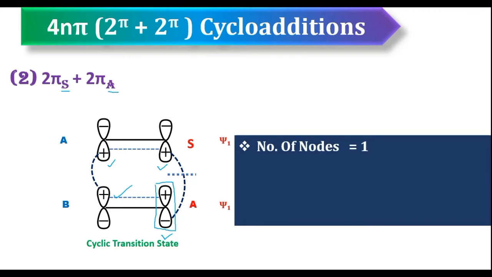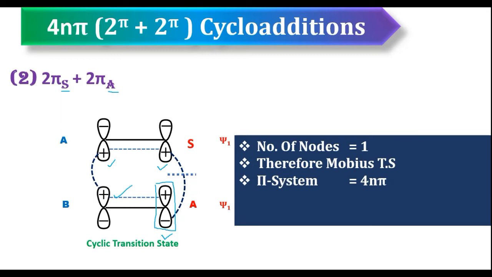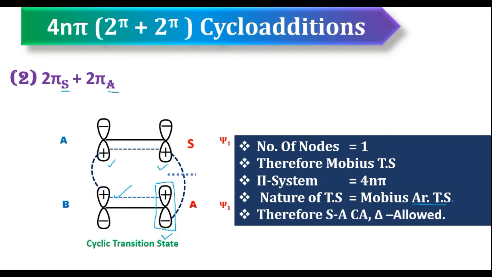When an odd number of nodes is present, that is called a Mobius system. What is the type of pi electron? 4n pi electrons. For Mobius, 4n pi is aromatic. So when the transition state is aromatic, that is thermally allowed. What is thermally allowed? Supra-antra addition is thermally allowed. So friends, I hope you understand the concept.